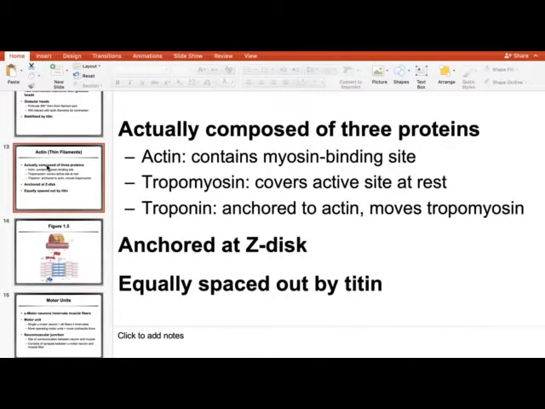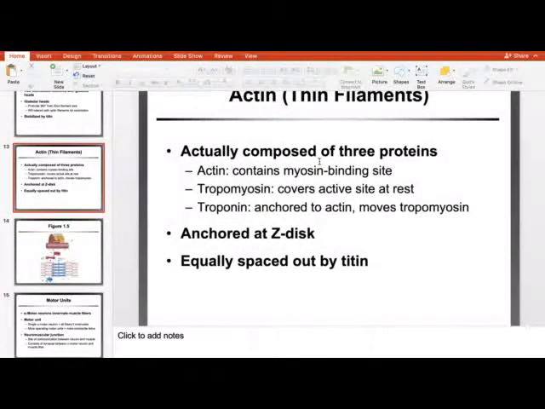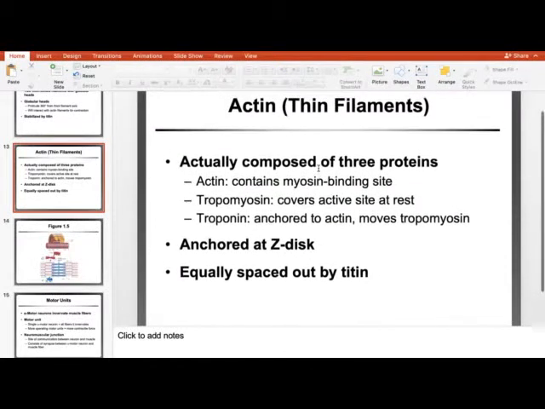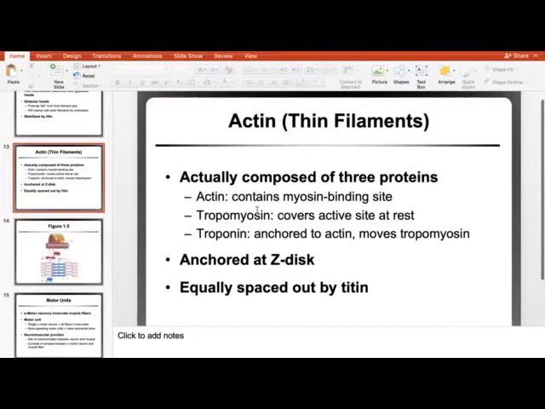Now you have actin. Actin is going to be a combination of 3 different proteins. On the actin is a site where myosin can connect. And when the muscle is at rest, right now my muscle is not contracting, there's tropomyosin, and tropomyosin covers these spots on the actin filament that myosin is going to bind to. So it can't really bind to it while it's at rest, and that's why there's no contraction.